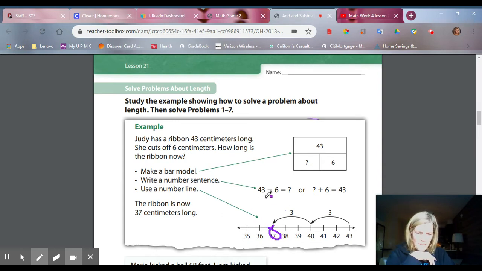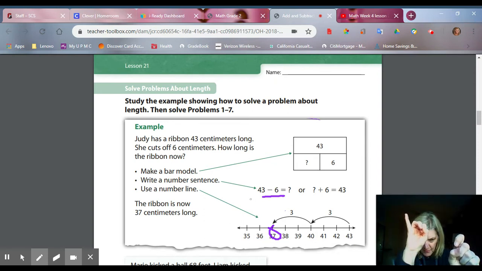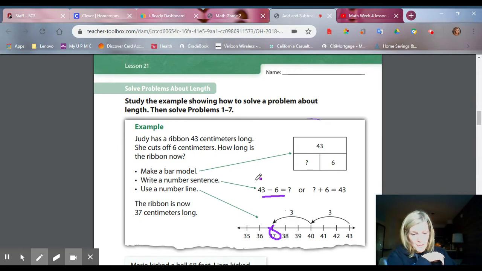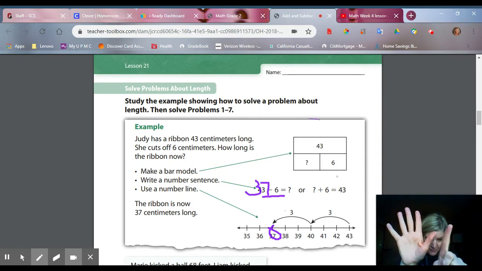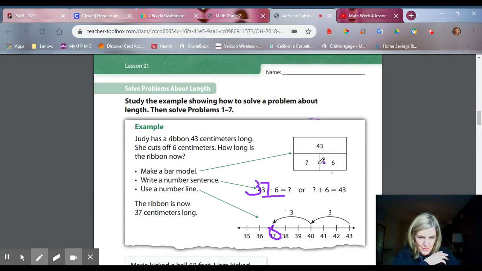Let's figure it out this way. 43 take away 6. So 43, 42, 41, 40, 39, 38, 37. The answer is still 37. Let's use the bar model. 43, take away 6. 43, 42, 41, 40, 39, 38, 37. The answer is still, you guessed it, 37.